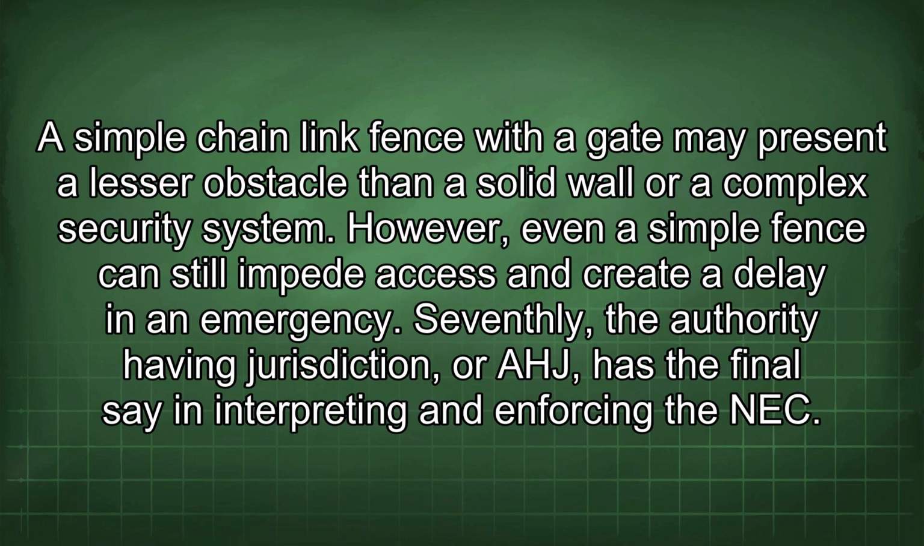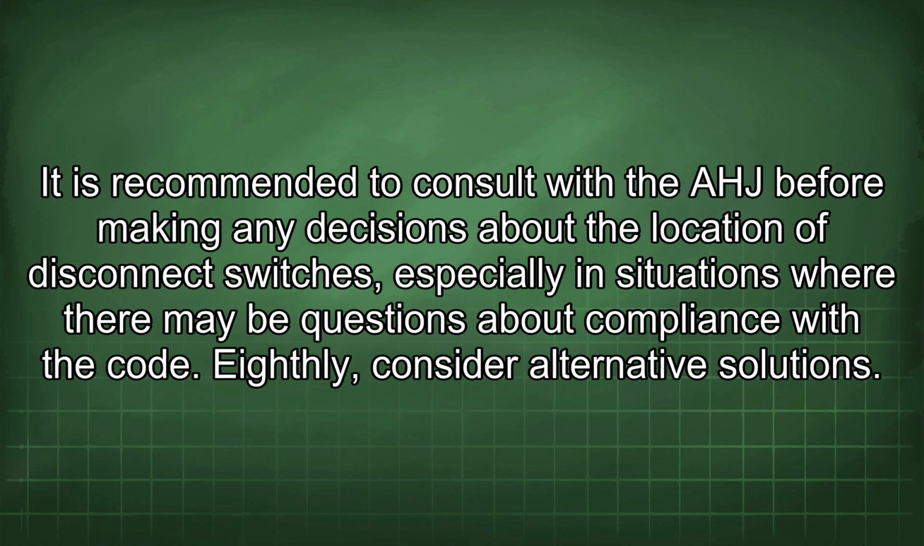Sixthly, it is important to consider the specific type of fence or guarding used. A simple chain-link fence with a gate may present a lesser obstacle than a solid wall or a complex security system. However, even a simple fence can still impede access and create a delay in an emergency. Seventhly, the authority having jurisdiction, or AHJ, has the final say in interpreting and enforcing the NEC. It is recommended to consult with the AHJ before making any decisions about the location of disconnect switches, especially in situations where there may be questions about compliance with the code.